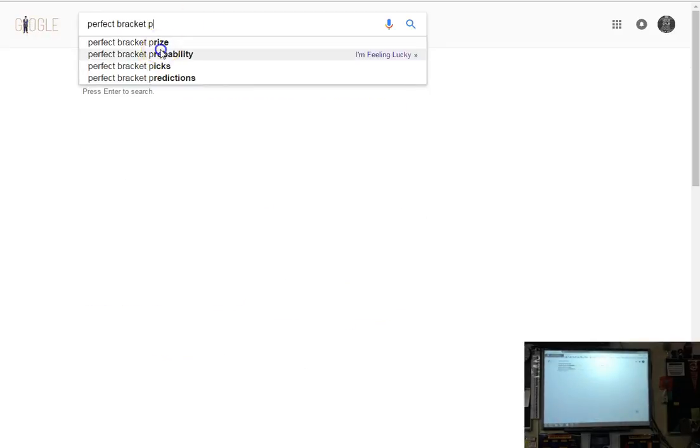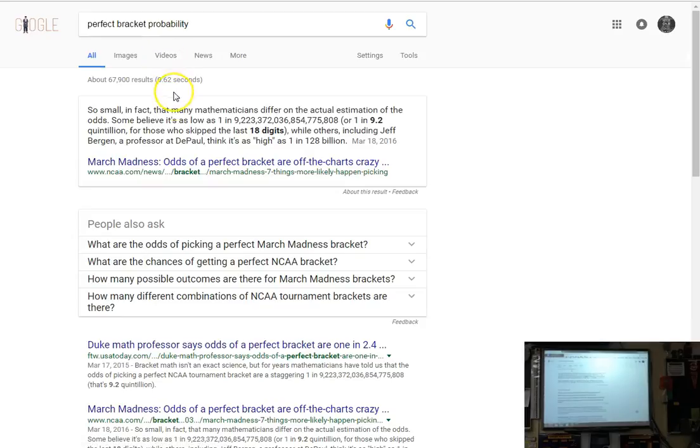Well, I think not all probability. There's a little bit of skill involved. Yes, but the problem is you can't predict the outcome of a basketball game based on the skill of the players. You kind of can, but there are always upsets. So it's 1 out of 9.2 quintillion.